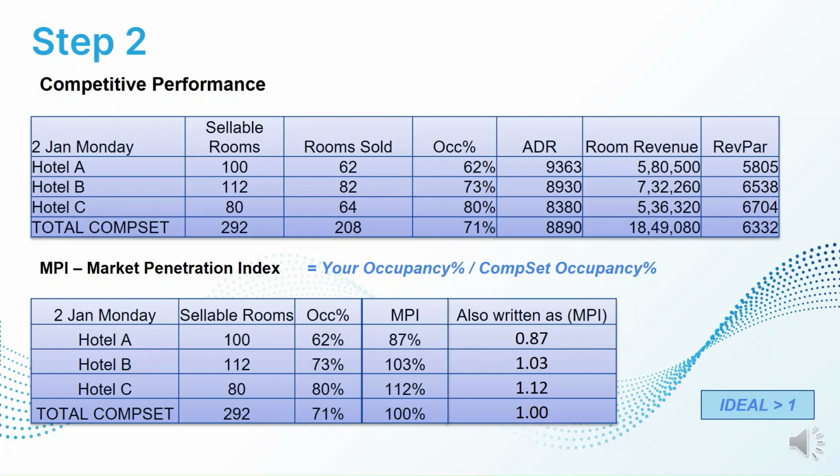The ideal MPI should always be greater than 1. When the MPI is greater than 1, it clearly means that your market share is appropriate. Anything lesser than that means that you're selling less number of rooms as compared to what the market is ideally selling. And MPI can also be ranked.